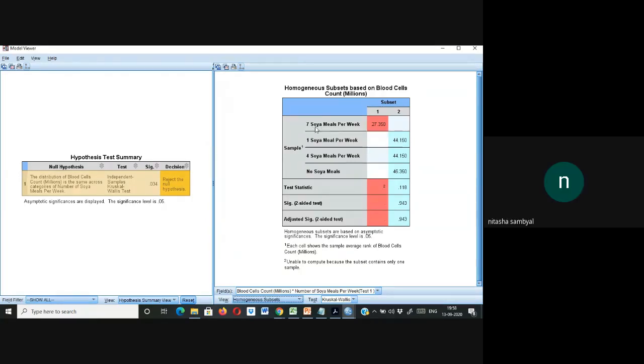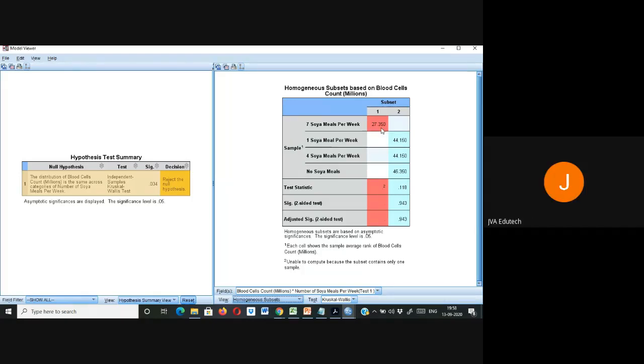See, 7 soya meals per week is in one cluster, isn't it? And one soya meal, 4 soya meals, and no soya meal are in another cluster. Now you'll see that 1, 4, and no soya meals, which are in the same cluster, their significance value comes out to be 0.943, which means these three do not differ significantly from each other. Only 7 soya meals per week seem to lower the blood cells count.